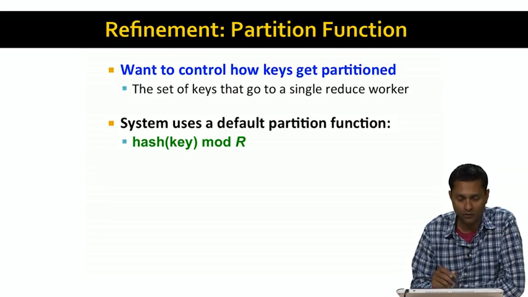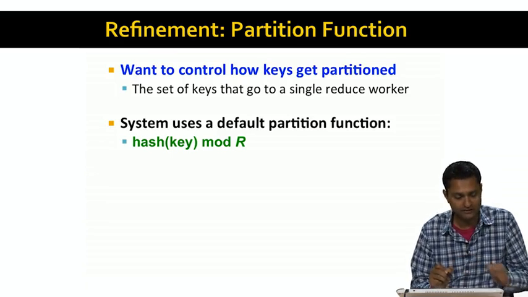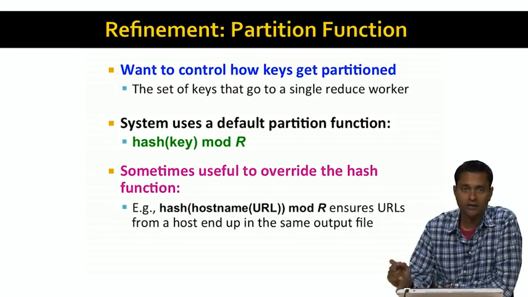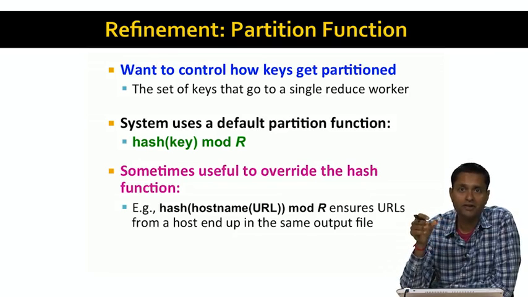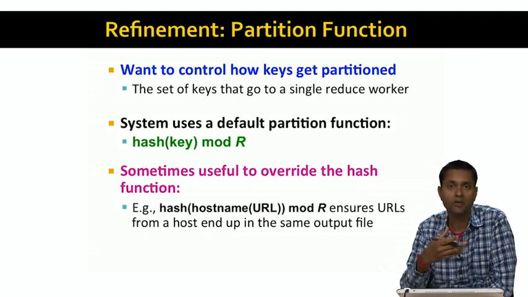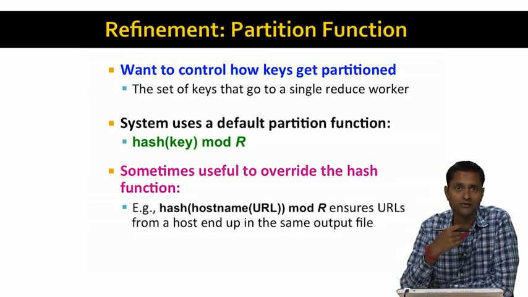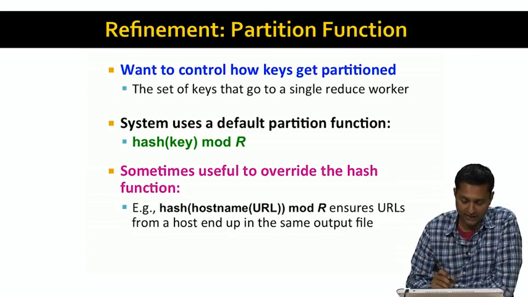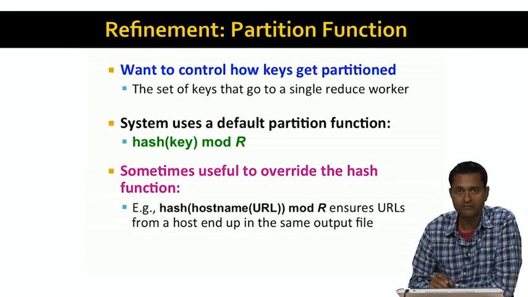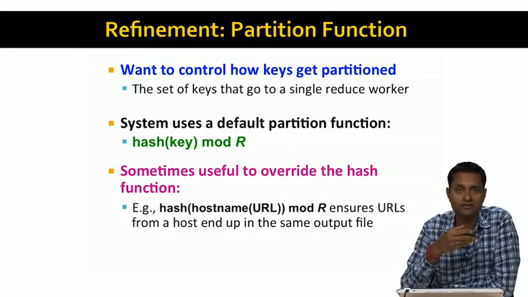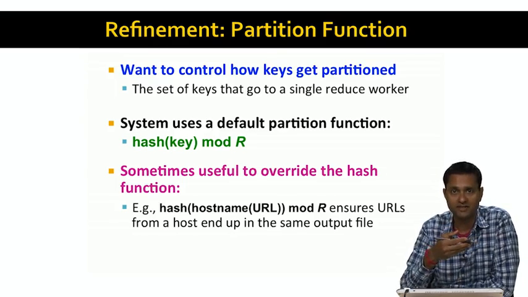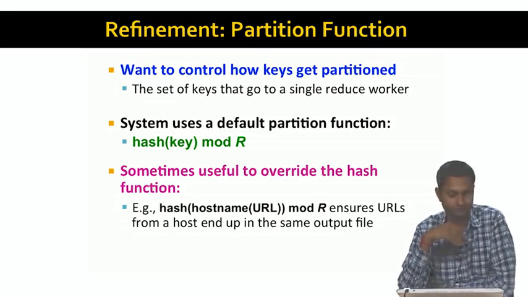Now, sometimes you may want to override this partition function with a custom partition function. For example, we might want to ensure that all the URLs from a given host end up in the same output file and are therefore sent to the same reducer. So instead of hashing by key, you might want to hash by the host name of the URL. And the MapReduce framework allows you to specify a custom partition function that can do things like this.